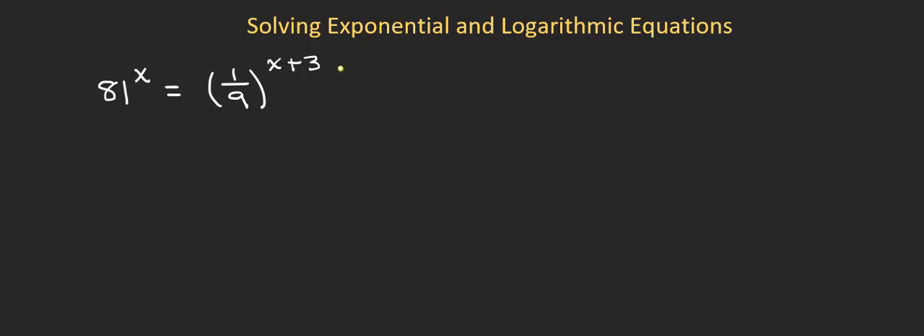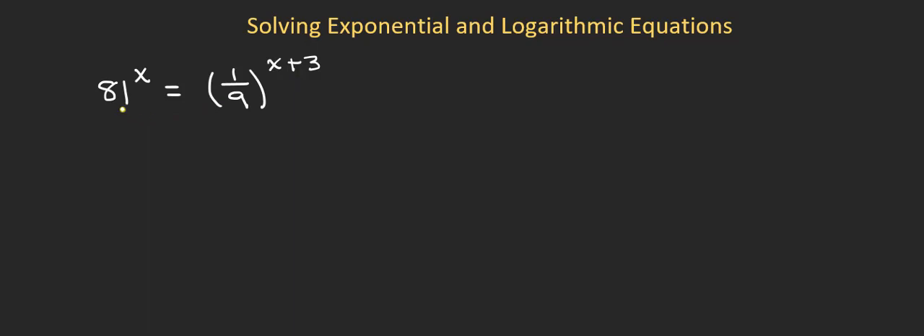In this video, we're going to solve exponential and logarithmic equations. First, we're going to solve exponential. So you got 81 to the x equals quantity 1 over 9 to the x plus 3. And notice our variable x represents some exponent.